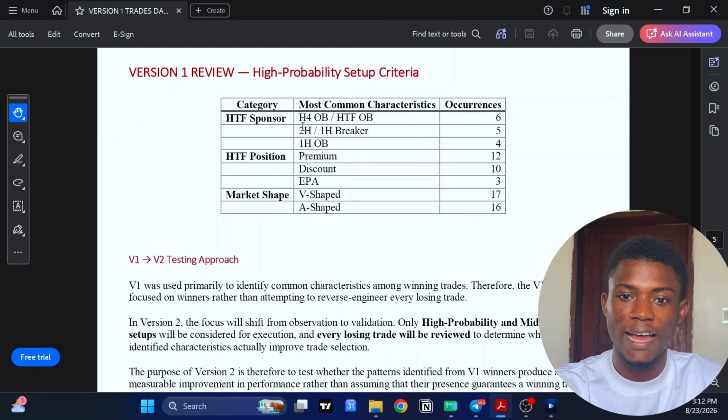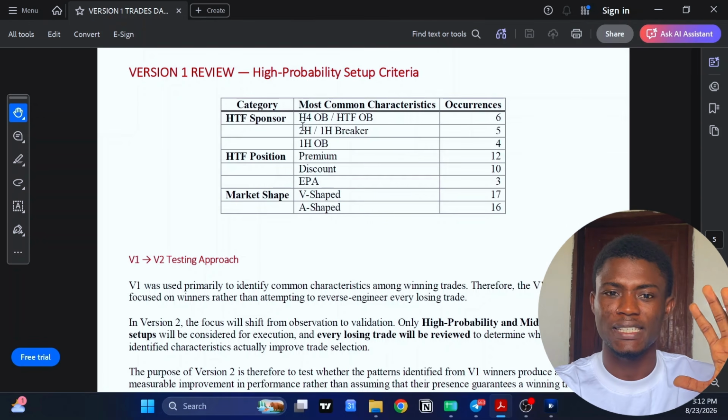So you see the higher time frame sponsor that was most common out of the list of rigorous review. There were like 5, I think 6, for the various higher time frame sponsors that I used. The one that is not here was drawn liquidity being a higher time frame sponsor, and that failed multiple times.